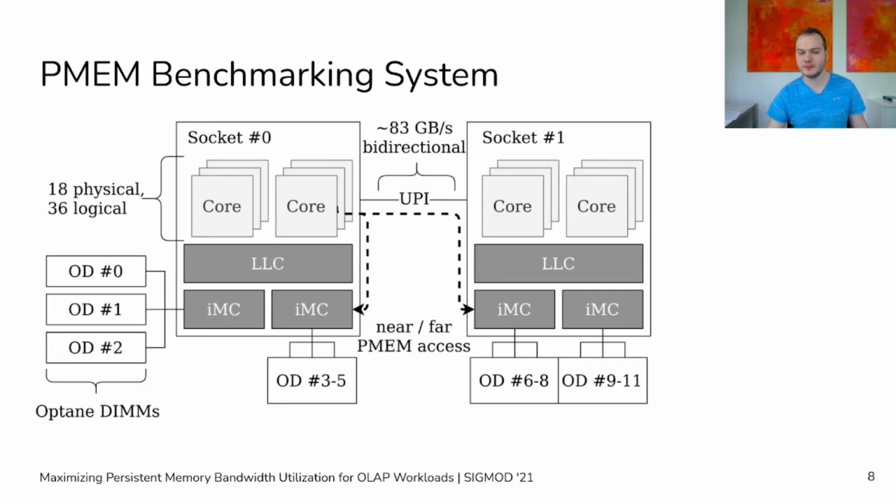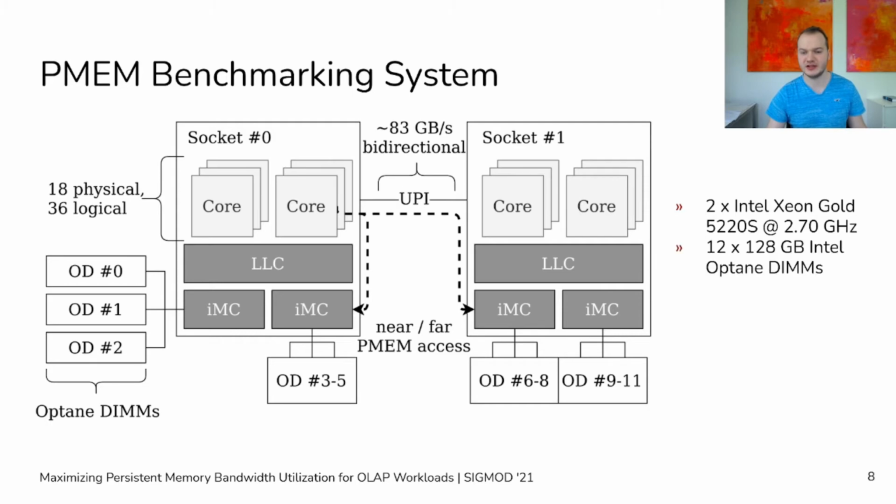As a first step, it is important to look at the structure of a typical OLAP system. Our system consists of 2 sockets, each occupied by an Intel CPU. Each of the CPUs has 18 physical and 36 logical cores. This totals 72 cores for the full system. On each socket, 6 PMem DIMMs are connected, giving us 12 DIMMs in total.